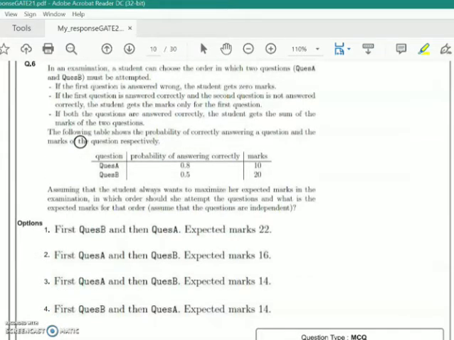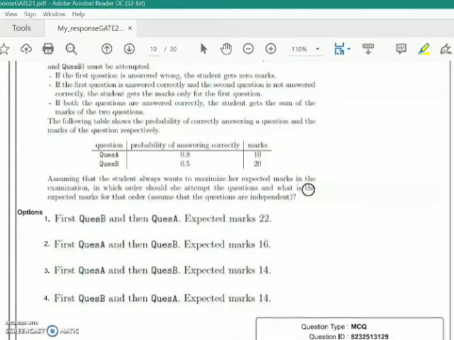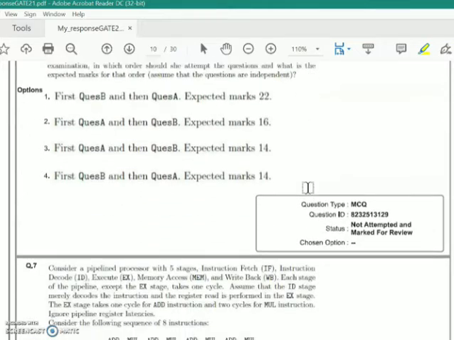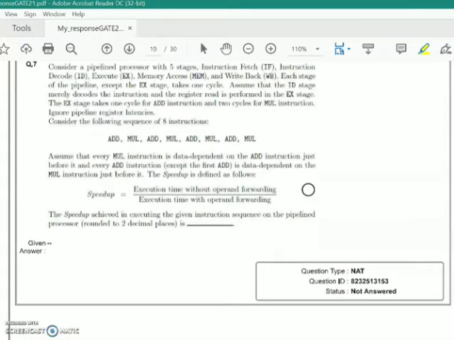Next question is on probability. First QB and then QA. The difference is what are the expected marks, to calculate out of 30. The probability 8, 10, 18 might be 16 marks. Question number 7. 1.87.